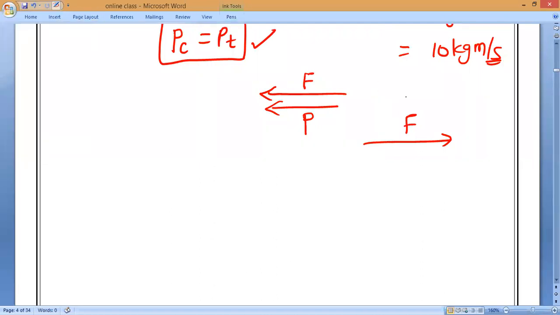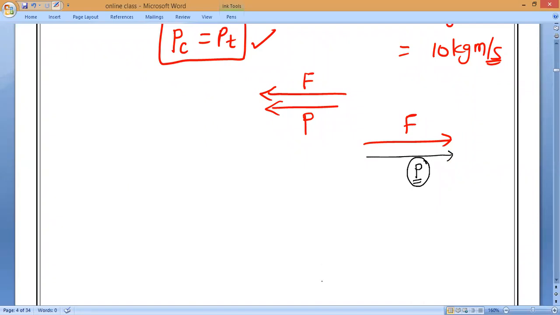What about the momentum? The momentum is also in the same direction. Please remember, whatever the direction the force is acting in, momentum also acts in the same direction. So, what is Newton's second law? It is the rate of change of momentum.